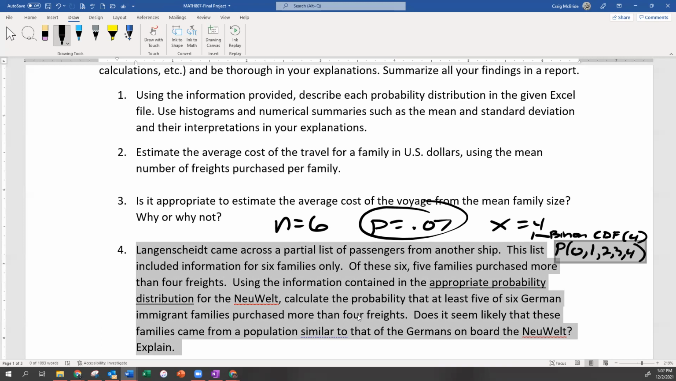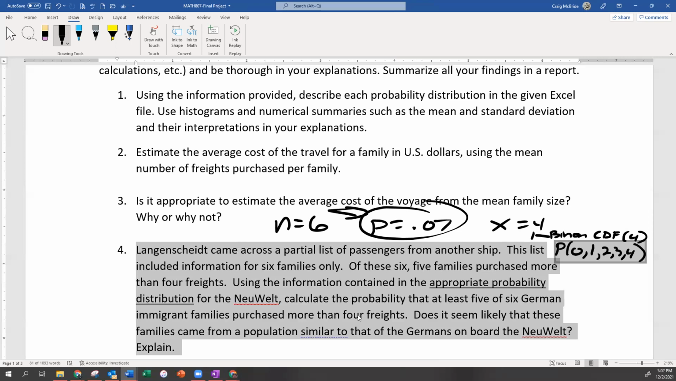So like I said, it's a multi-step process. The first thing is you have to calculate the P. You have to figure out what the P is, and that's really easy. We add our probabilities from our data. And then we do 1 minus the CDF of 4, because that will give us the probability of 5 or more of them buying these numbers of freights.